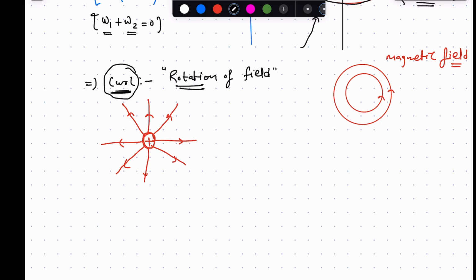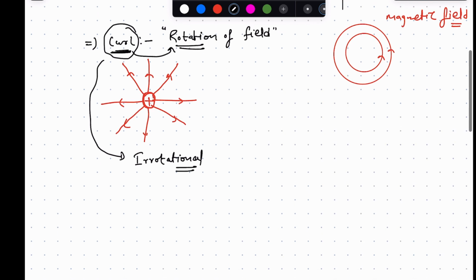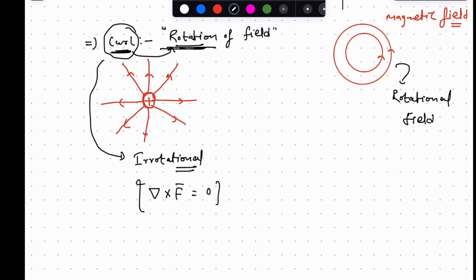Curl is an operator which is telling about the rotation, and if any kind of field is irrotational, in that case the curl of that field will be equal to 0. Why? Because it is irrotational, it is not rotating, and this operator tells us about the rotation. If it is forming a closed path, then only it will be non-zero. So in case of the rotational fields, the curl of the field will be non-zero.